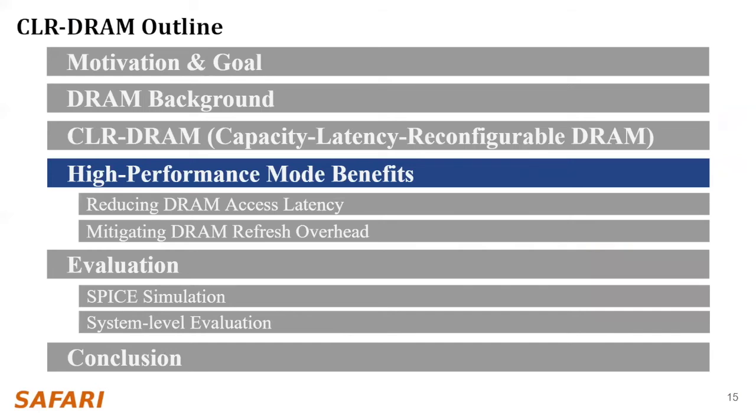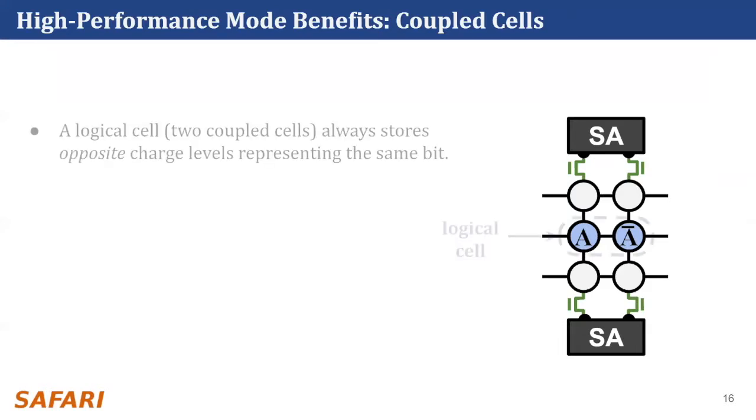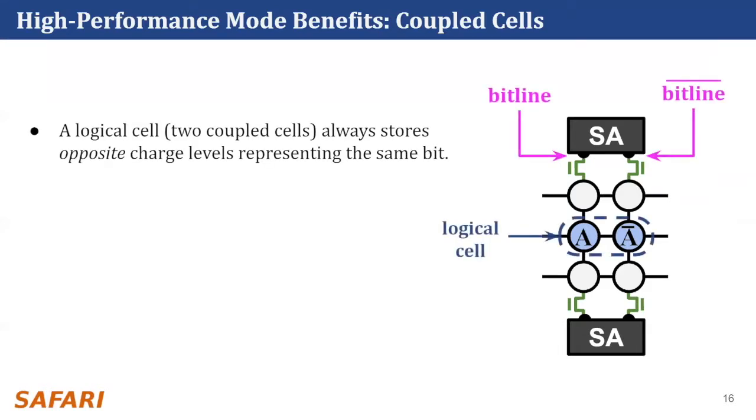Next, I will explain how the coupled operations in high-performance mode rows could reduce access latency and refresh overhead. I will start by describing what coupling two cells and two sense amplifiers enables. A logical cell always stores opposite charge levels in the two coupled cells to represent the same bit of data. This is because the sense amplifier always drives the two bit lines that each of the coupled cells is connected to into complementary voltage levels. This property of a logical cell enables three benefits to the operation of a high-performance mode row in CLR-DRAM.